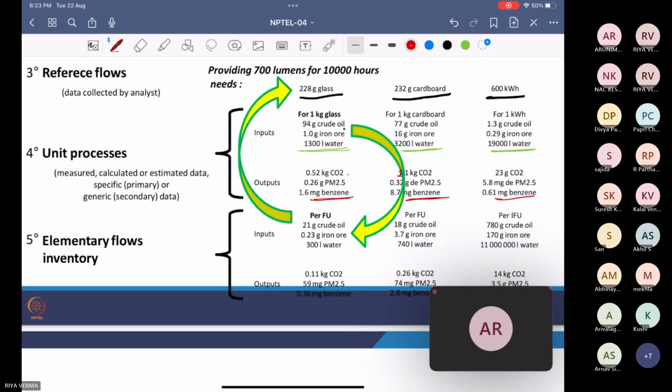And now we need to calculate the values per functional unit, right? So for example, considering the amount of crude oil, what amount of crude oil is required. How we calculate it is, for 1 kg of glass, that is 1000 grams of glass, we had 94 grams of crude oil, right? So for 1 gram of glass, it will be 1000 divided by 94, right? Oh, sorry. It will be reverse, I guess.